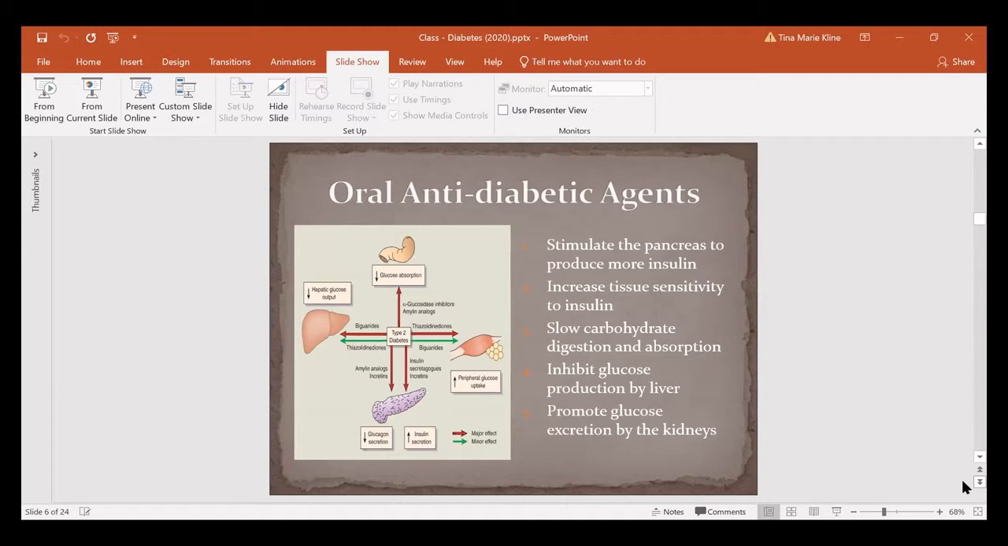Okay. So these items are going to work either by stimulating the pancreas to make more insulin, making the tissue more sensitive to the insulin that's already being produced, or slowing the carb digestion and absorption. That's helpful because I have a much slower increase of the blood sugar than I would have with a rapid absorption. They might inhibit glucose production by the liver. That is mostly your metformin, which is your number one oral anti-diabetic med. And the last thing they do is promote glucose excretion by the kidneys. Some of our newer classifications do this.